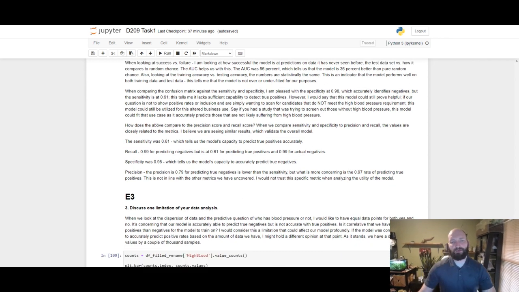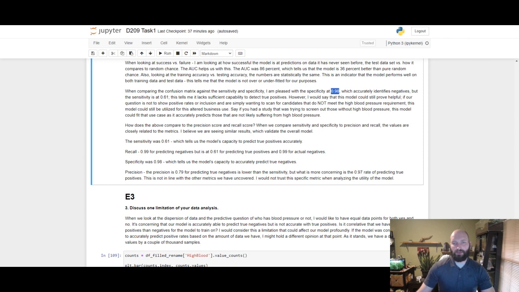When comparing the confusion matrix against the sensitivity and specificity, I'm happy with the 0.98, which accurately identifies negatives, but the sensitivity is at 61%. So this tells me it lacks sufficient capability to detect true positives. However, it is good at detecting true negatives. So I don't think the model is completely bust.